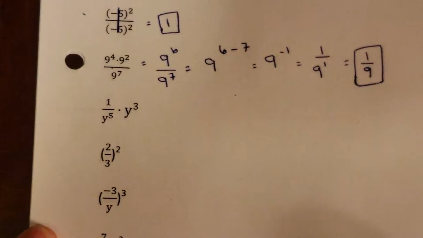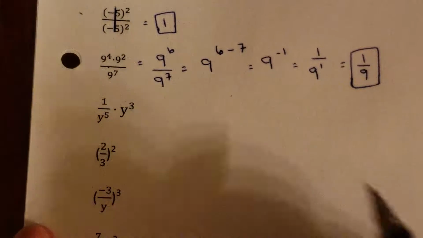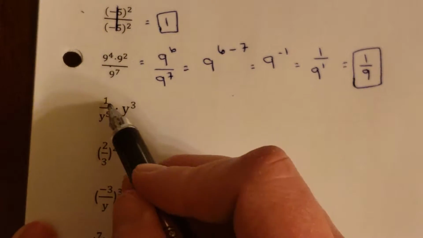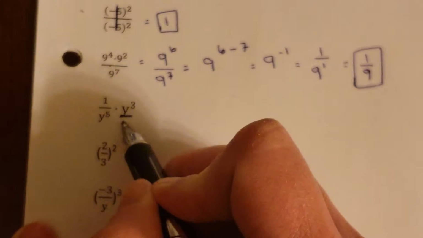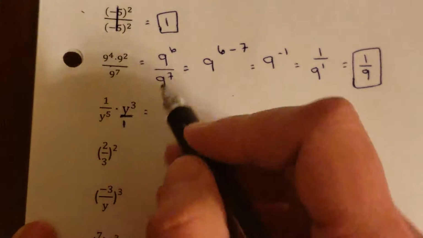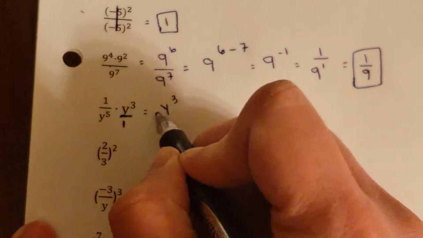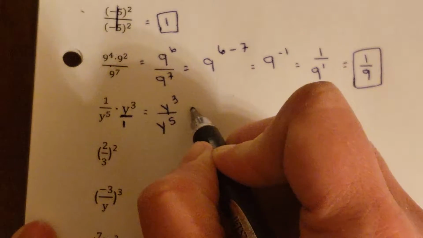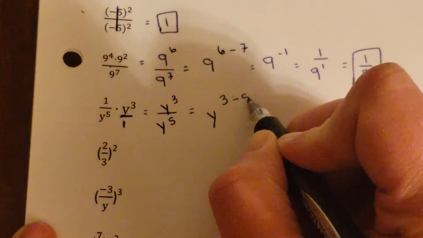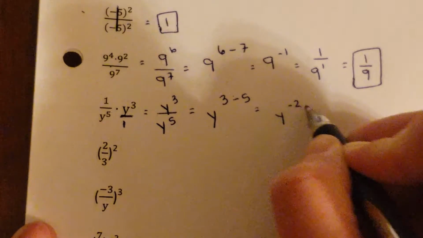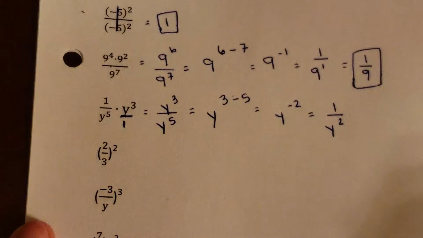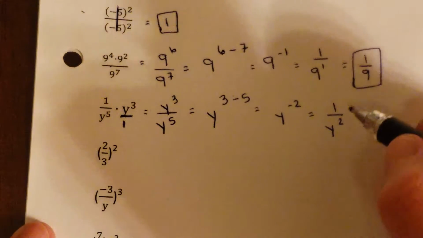And that's the final answer. Now when we have a fraction that's multiplied with a whole number, remember that this whole number is the same thing as a fraction over 1. So if I want to multiply across, I'm just going to multiply the numerator by this whole number over y to the 5th, same base of y, 3 minus 5 is -2, 1 over y squared. And that is your solution.